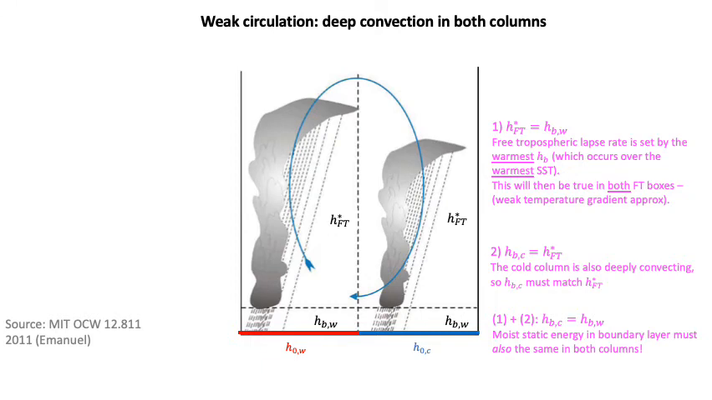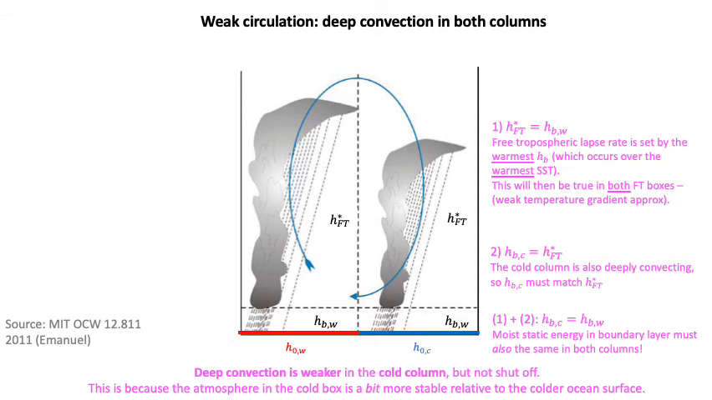So it's crazy. At the end of the day, both columns in the atmosphere are actually the same. They're going to have the same profiles of moist static energy in the boundary layer and saturated moist static energy in the free troposphere. So in this case, deep convection is weaker in the cold column, but it's not totally shut off. This is because the atmosphere in the cold box is a bit more stable relative to the colder ocean surface, but it's not stable enough to actually shut off deep convection in that box.